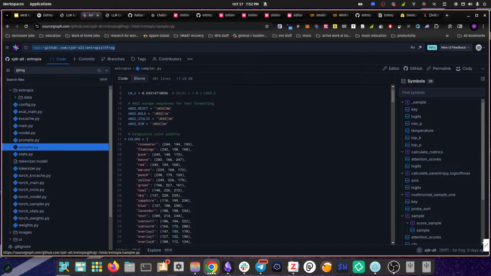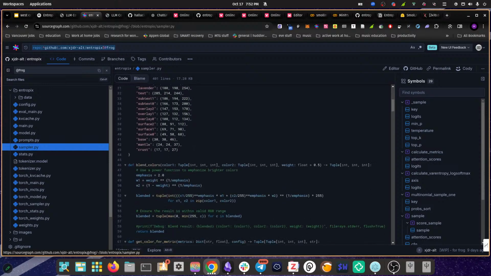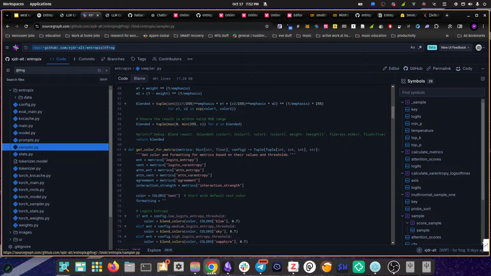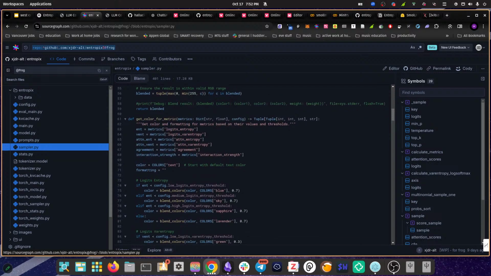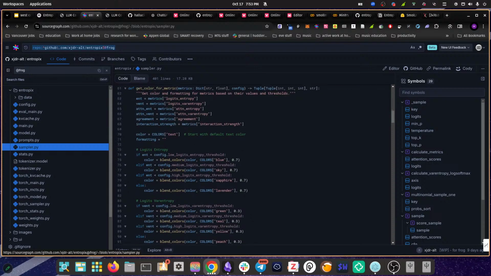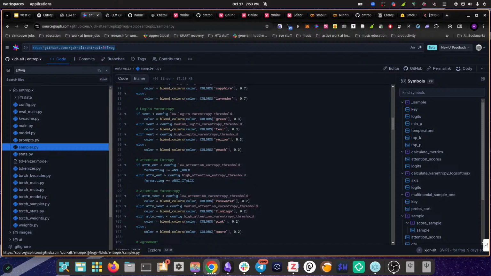One of the things he's doing is including the best color palette with the sampler. Oh, is he actually coloring based on metric? I think maybe I know somebody did that. Yeah. So logits entropy, logits var entropy, and his sampler looks a lot different from the other one as far as I can tell.